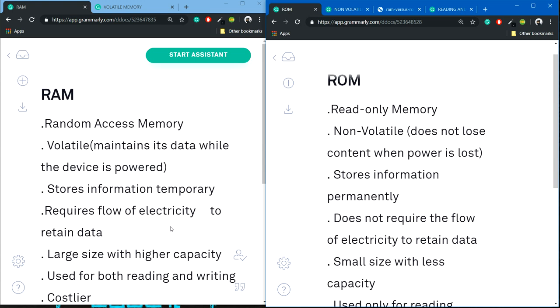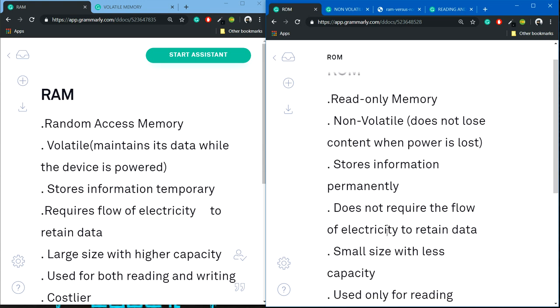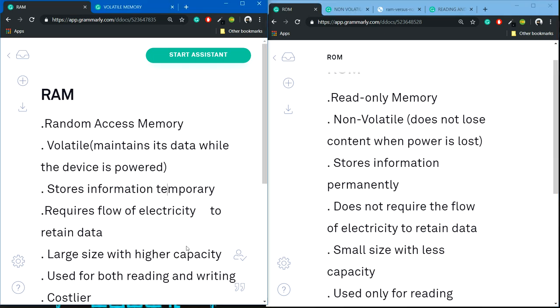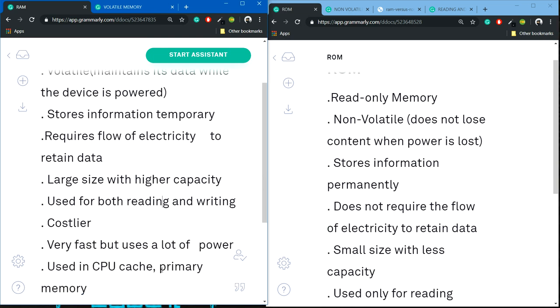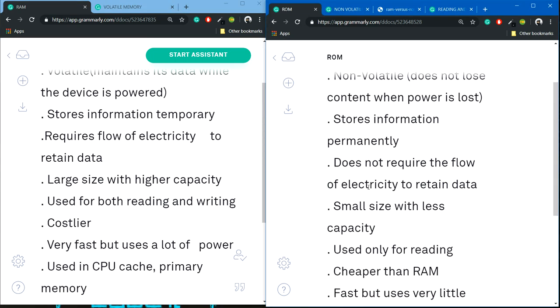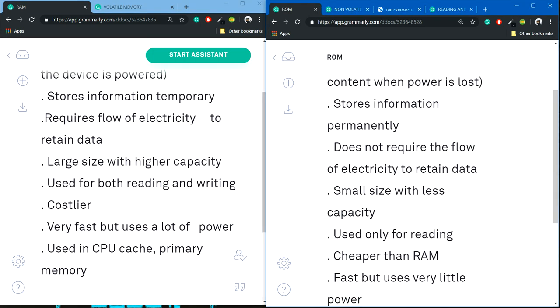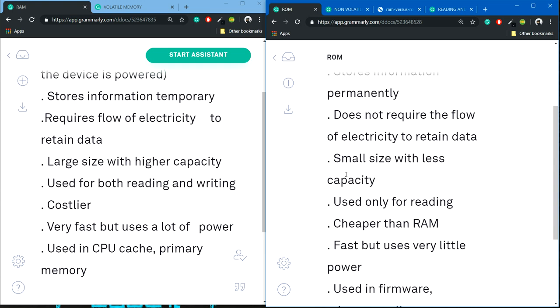RAM requires electricity to retain data, and ROM does not require electricity to retain data. RAM stores information temporarily and ROM stores information permanently. RAM has larger size with higher capacity, and ROM has small size with less capacity. RAM is used for reading operation as well as writing operation, and ROM is only used for reading operation.